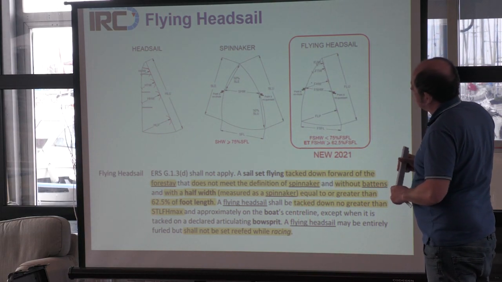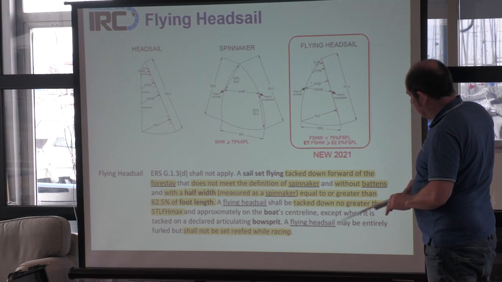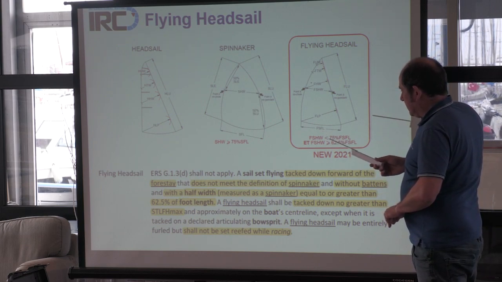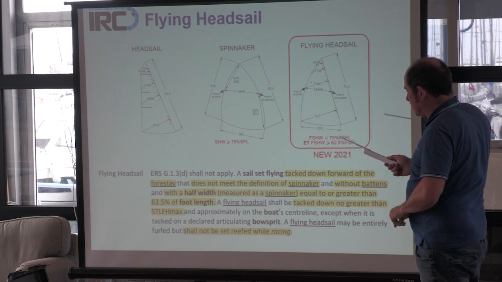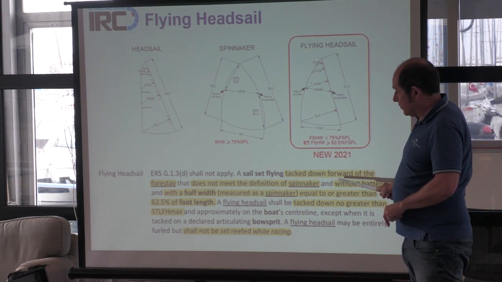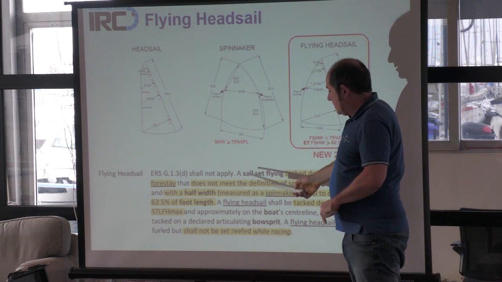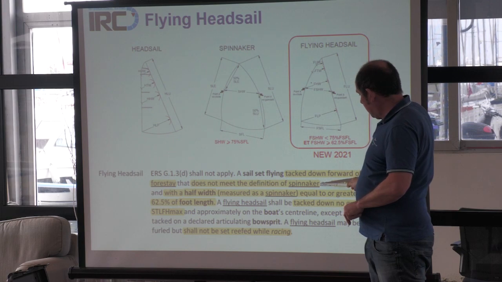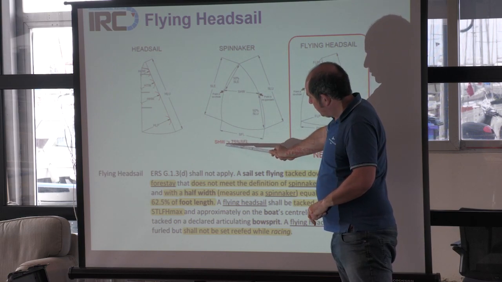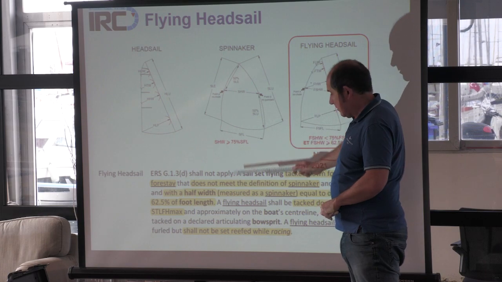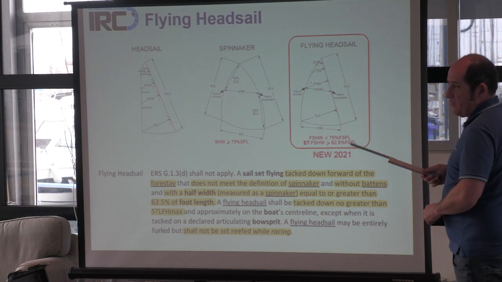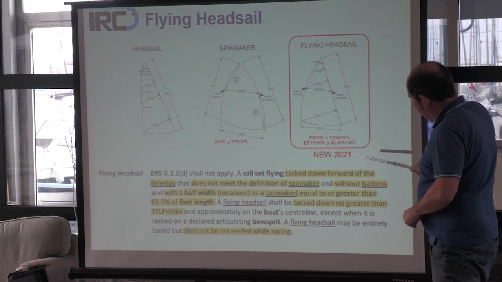This new sail, the flying head sail, you find the definition here. And each part is very important. The sail set flying head sail is a sail set flying, tacked down forward of the forestay, first condition. The sail that does not meet the definition of the spinnaker, which means that if you measure the sail as a spinnaker, you will find SHW less than 75% of SFL.